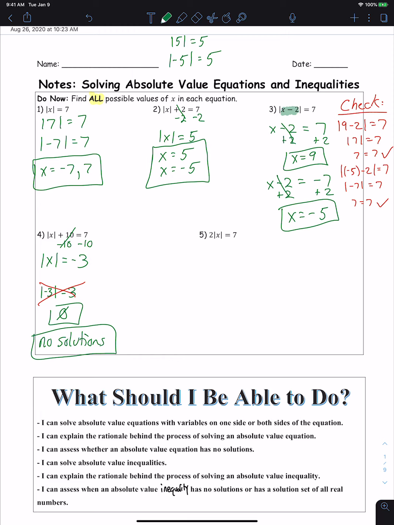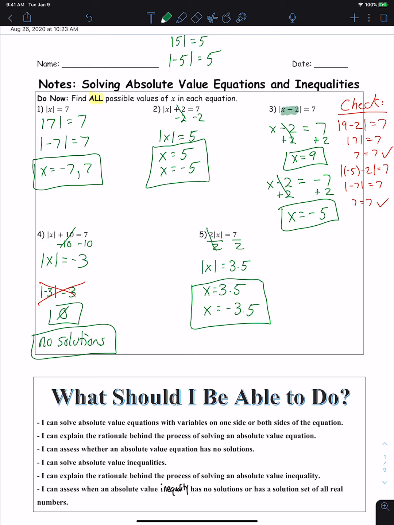And the last one, number 5. I want to get the absolute value alone. It's not alone yet on the left. I need to divide by 2 on both sides of the equation. They cancel out the 2's on the left. So I get the absolute value of x is equal to 7 over 2. I'm just going to make that 3.5, because 7 over 2 is the same as 7 divided by 2, which is 3.5. So I know x can equal 3.5, but x could also equal negative 3.5. So that would be both our solutions.